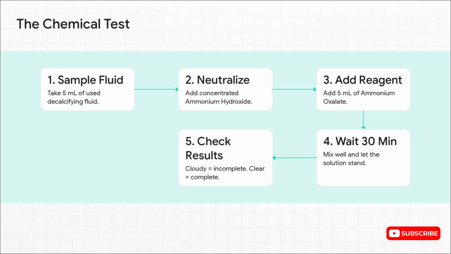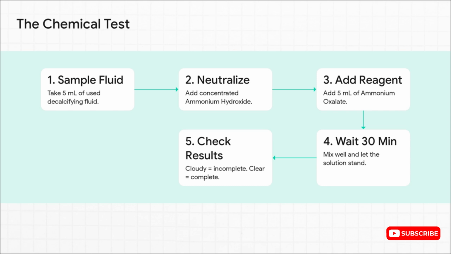Let's actually walk through that chemical test because it's a really neat bit of chemistry. You start by taking 5 milliliters of the used decalcifying fluid. Next, you neutralize that acid with some concentrated ammonium hydroxide. Then, you add 5 milliliters of saturated ammonium oxalate.